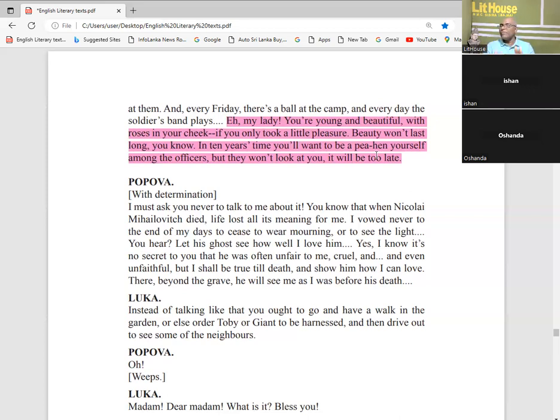This is the time for you to enjoy life. Right. Now, in this way, Luca tries to save Popoa out of her useless mourning, to bring her back to ordinary life and let her enjoy life. Because Luca understands Popoa is vainly destroying her youthful life out of her ignorance, stupidity, foolishness.